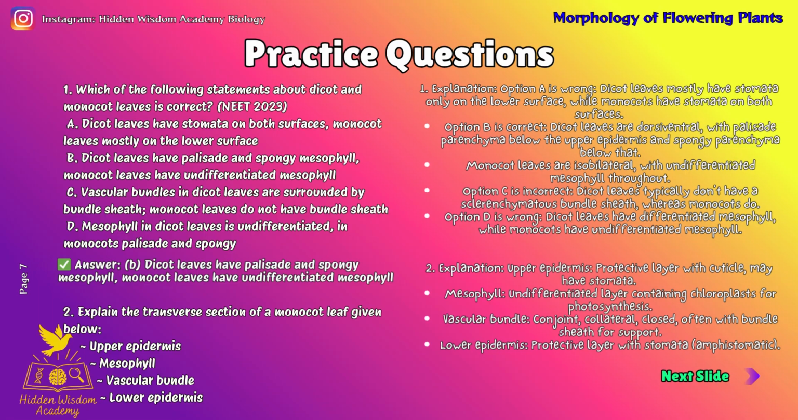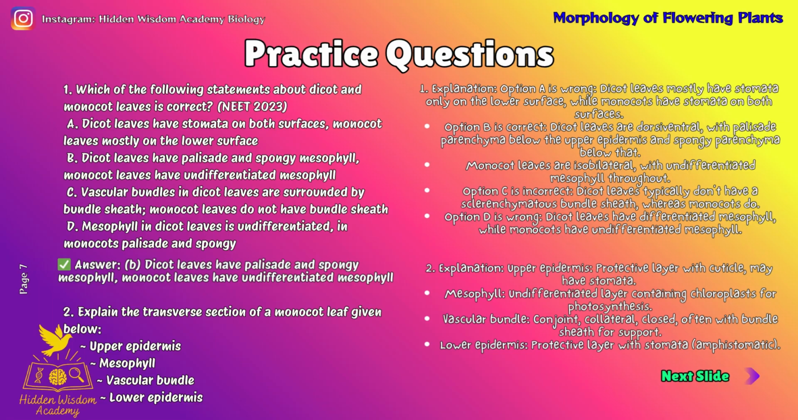Now, let's move to question 2. Explain the transverse section of a monocot leaf given below. 1. Upper epidermis. 2. Mesophyll. 3. Vascular bundle. 4. Lower epidermis.